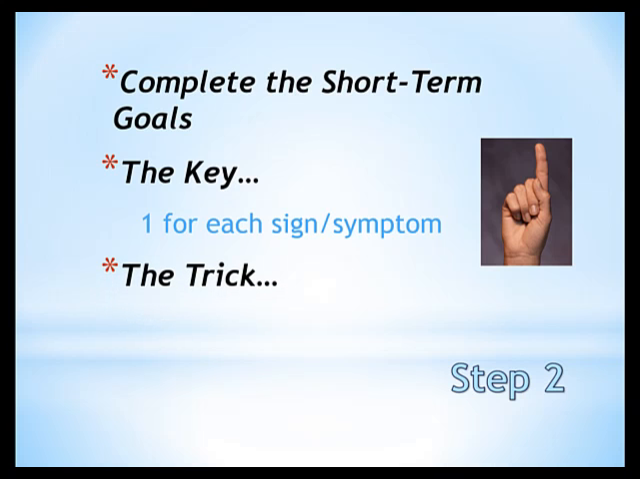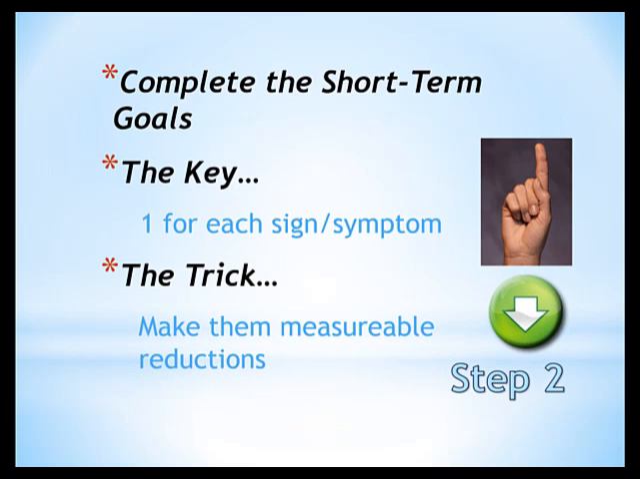Here's the trick. Make each objective be either the measurable reduction or, if you're especially confident, the end of each sign or symptom that you listed. Short-term goals are results. When you attain these results, you've had success and you can stop working on them.